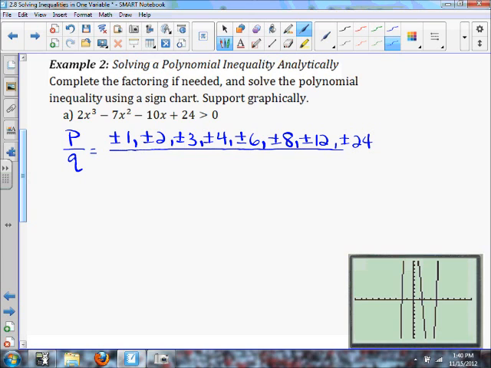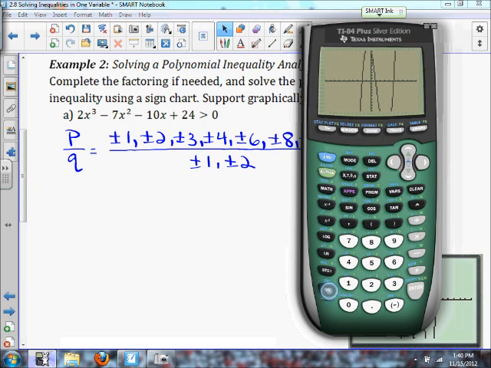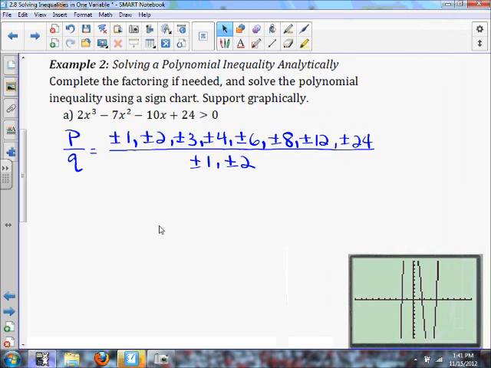over all the factors of 2. What I want you to do is graph this equation in your calculator. So 2x to the third minus 7x squared minus 10x plus 24. Graph that in your calculator, and you'll see that we'll have 3 zeros that are shown. It looks like -2 is going to be a 0, so we'll try that one first.